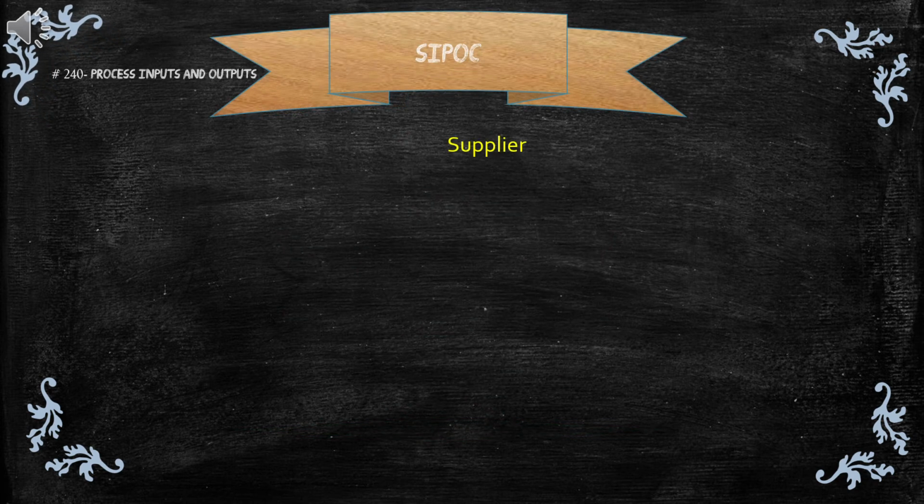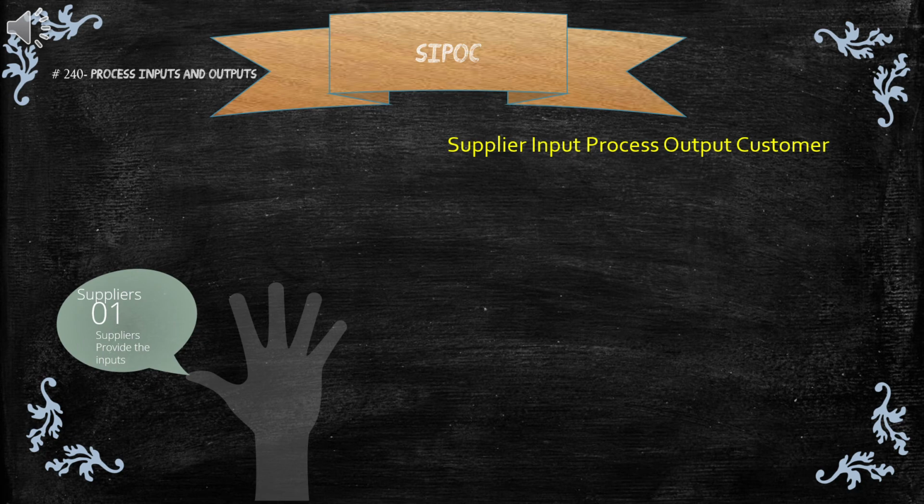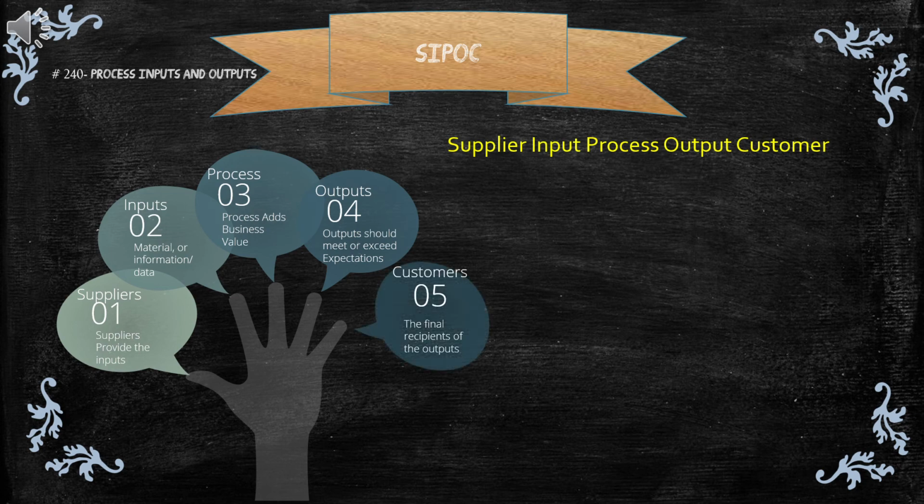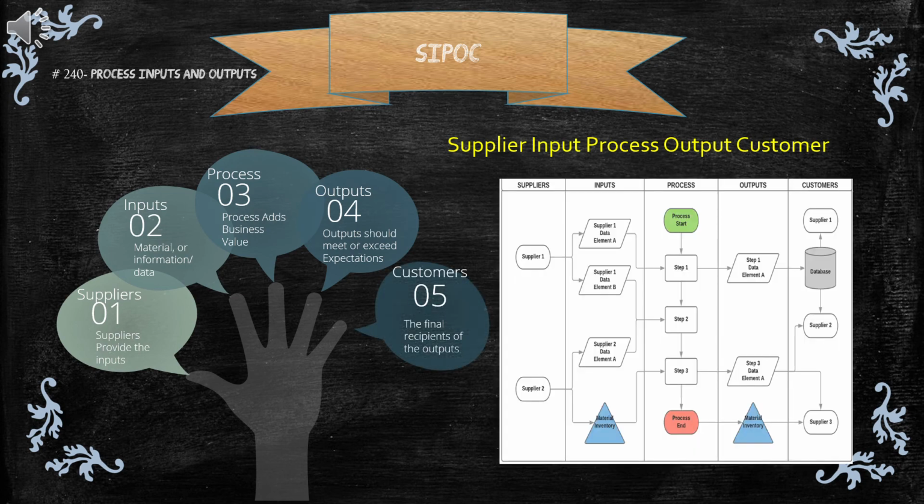SIPOC stands for Suppliers, Inputs, Process, Outputs and Customers. Throughout the process, the suppliers provide the inputs, materials or information, to the process, which is the process you're looking to improve. The process adds business value, and this results in output that should be met or exceeded beyond customers' expectations. The SIPOC diagram takes the perspective that any procedure or any business system, no matter how complicated, can be broken down into these components, as shown.